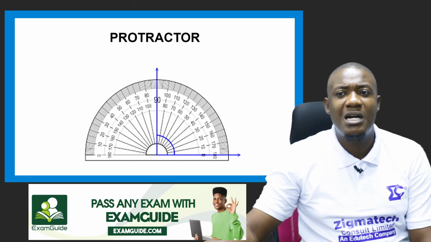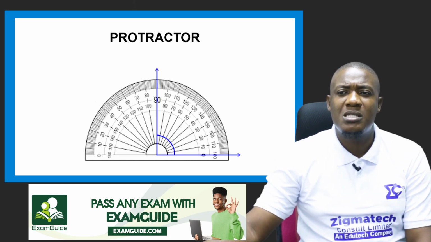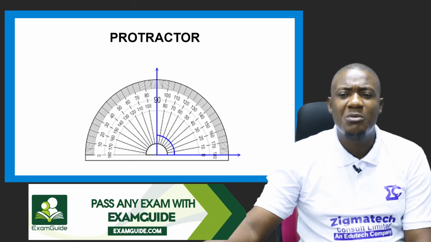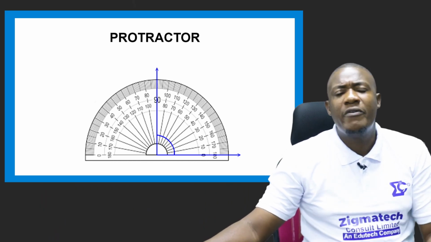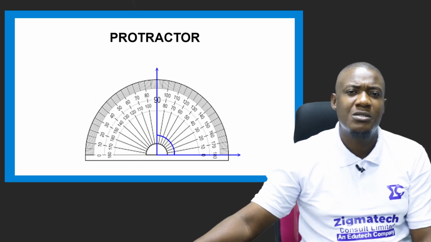Eraser is a drawing material. We also have a protractor. If you want to measure angles, this is the instrument for it. A protractor is basically used for measuring angles. That's the instrument we use for measuring angles.